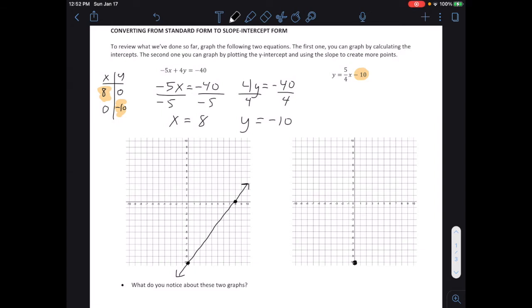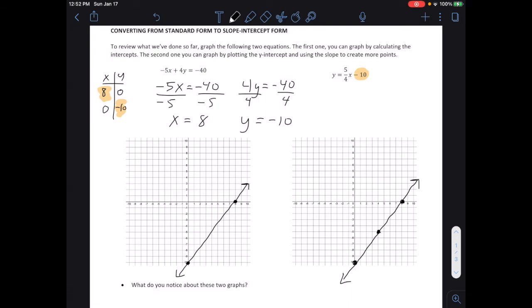So my slope is telling me to go up 5 and over 4. So I'm going to go up 5 over 4, make a point there. And then I'm going to go up 5 again and over 4. And what you're going to notice is that I ended up, in this case, at my x-intercept. Okay, so I can see I'm at the same point as I am in the other graph. And in this case, it works. It's not always going to work, but in this case, it does. So here we go.